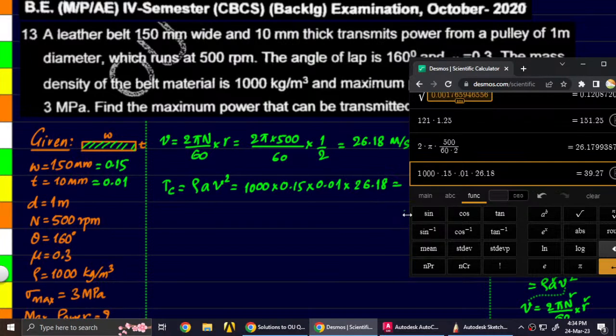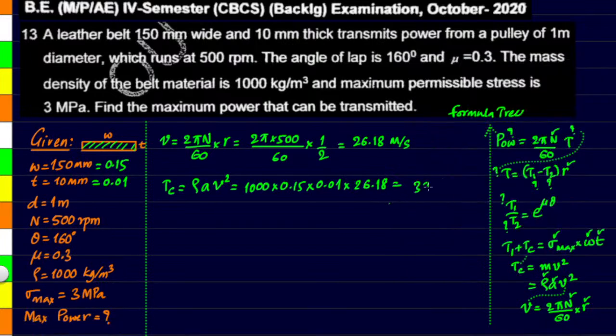So 39.27. Now this is centrifugal tension and its value will be in newtons. Next step we have to take is to find the total tension. So total tension will be T1 plus Tc, and that's limited with the formula sigma max times the area, again W into T. Okay, so Tc value we know, and T1 value we need to find.